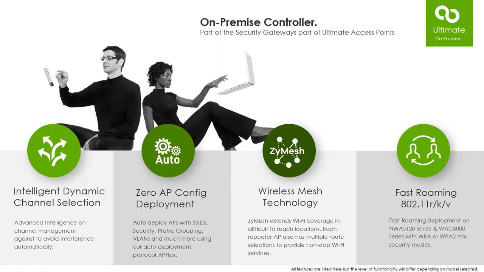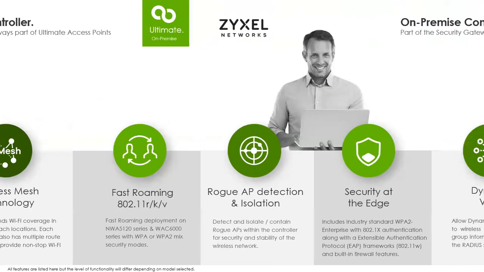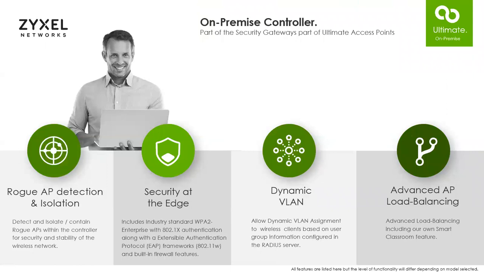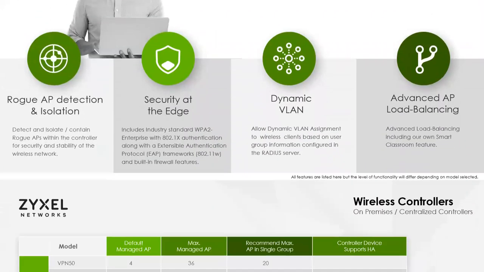Mesh, fast roaming. So very similar series of features compared to our cloud solution. The one thing that a cloud doesn't offer that a local area controller does is rogue AP detection.